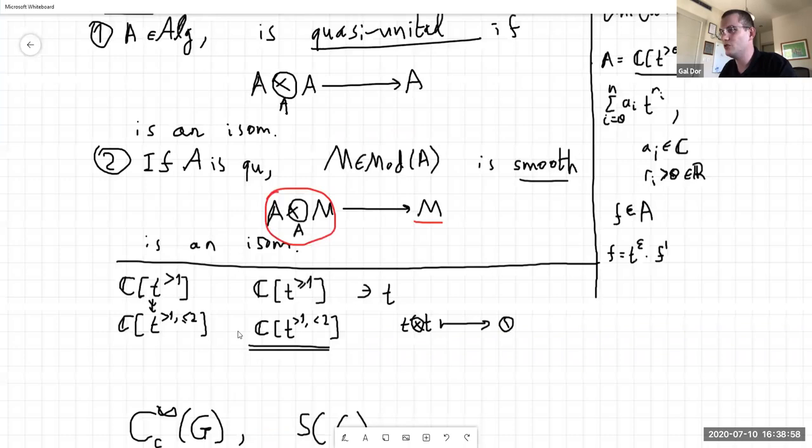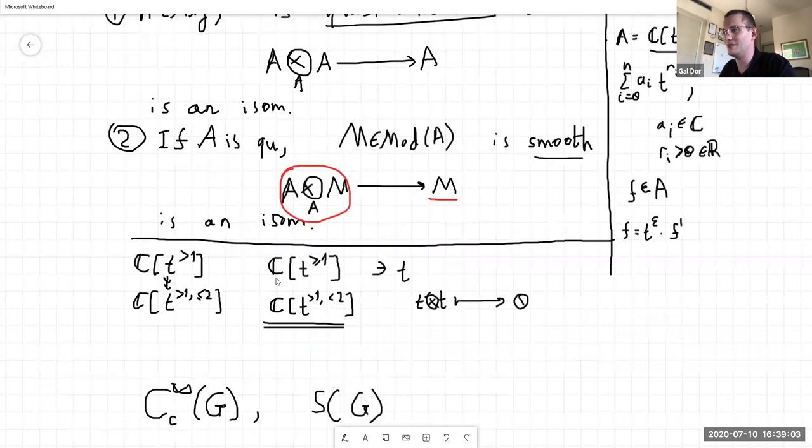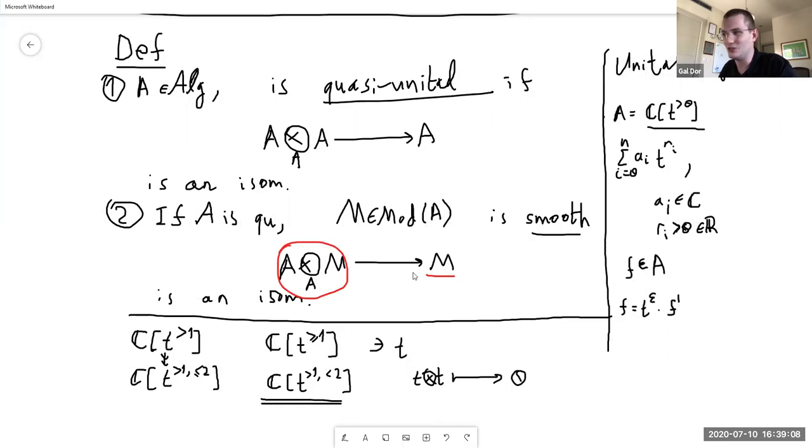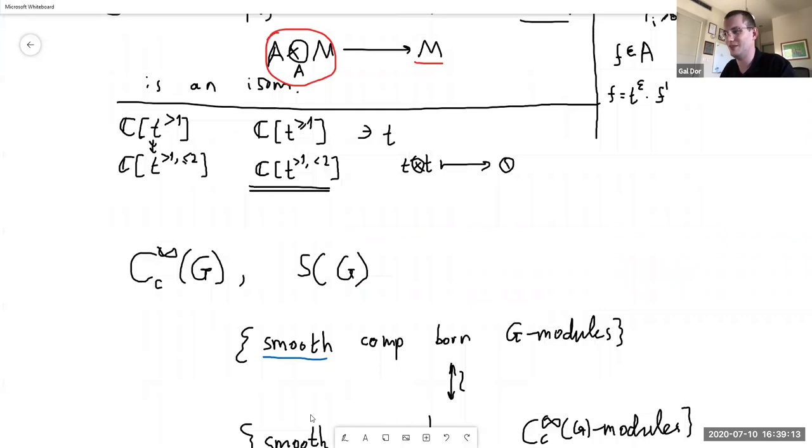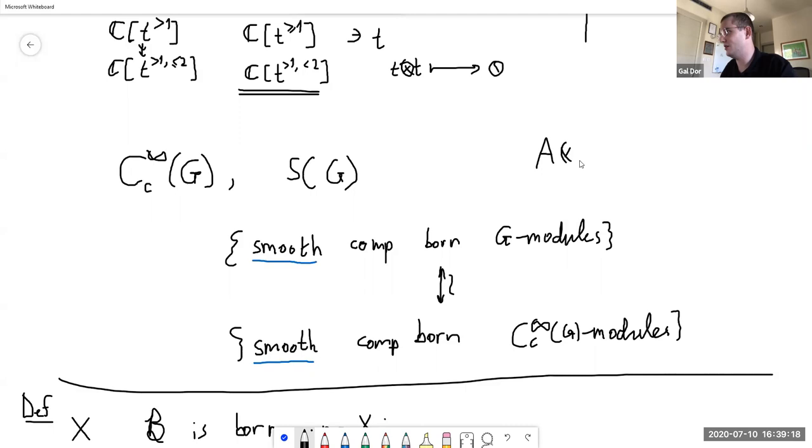Everything which satisfies just the naive notion, that the epi is an isomorphism, automatically doesn't just have that the tensor M to M is a surjection. It also has that this surjection is locally split.